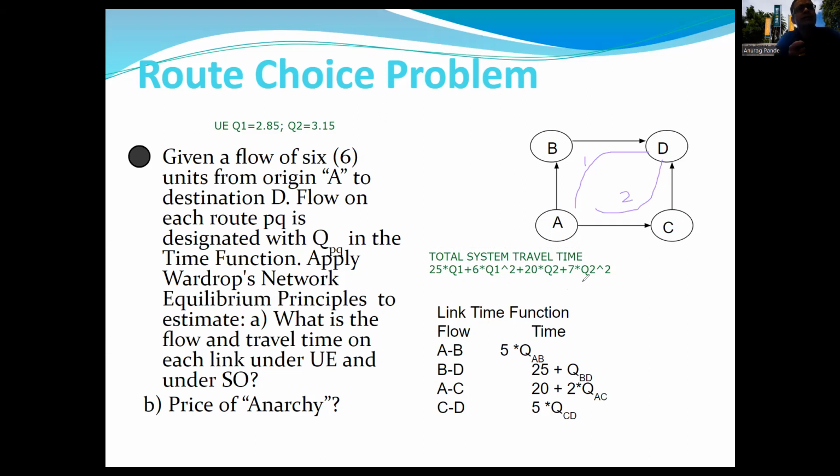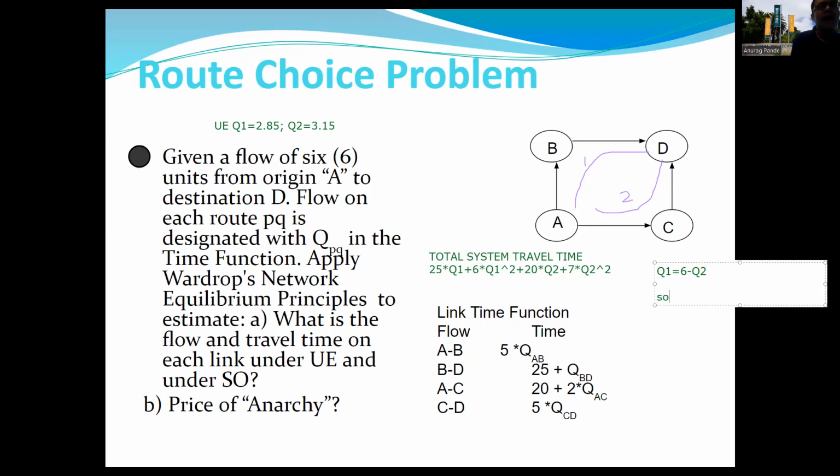And once we minimize it using the expression that Q1 plus Q2 is still 6, Q1 will be equal to 6 minus Q2. I substitute Q1 with 6 minus Q2, and then I differentiate it with respect to Q2 and solve for Q1 and Q2.